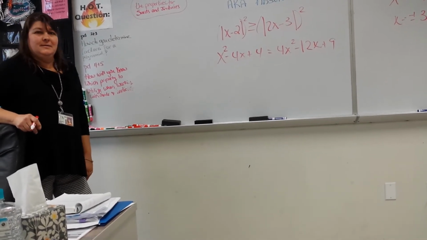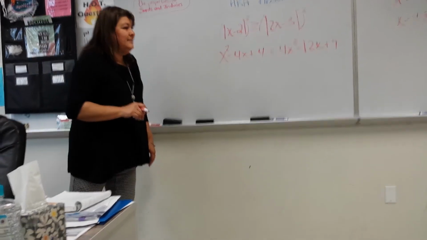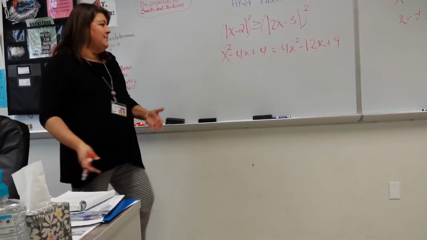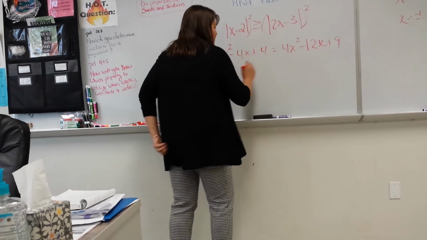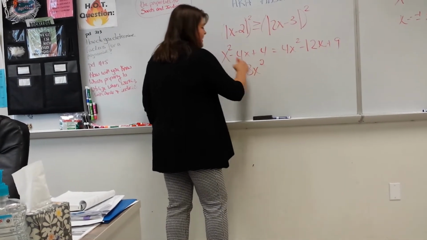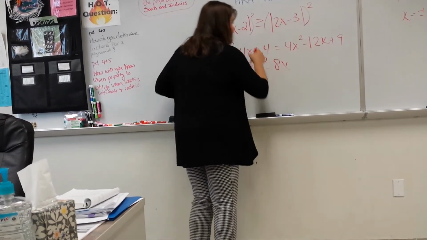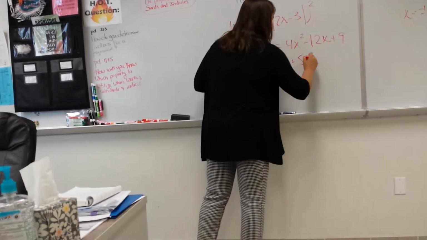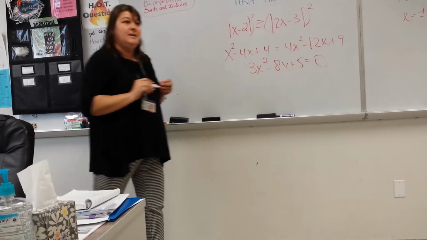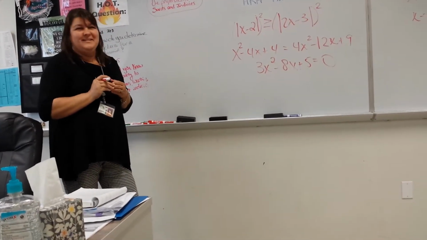Now what do I do? Now you're going to bring it to one side. I'm frightened of the negative, so I'm going to bring it over here. So 3x squared, add that, I got negative 8x. Subtract that, I got plus 5 is 0. Are we good? That doesn't look pretty. Don't be scared. It's not pretty.